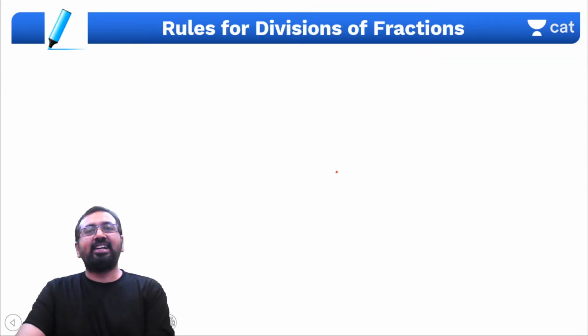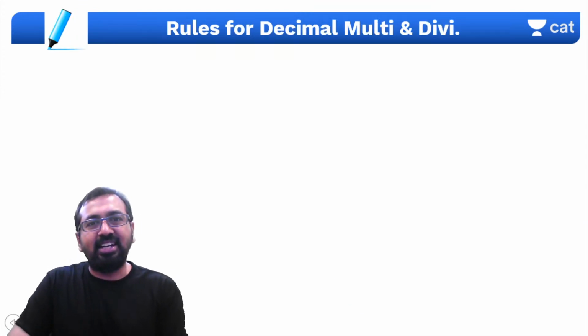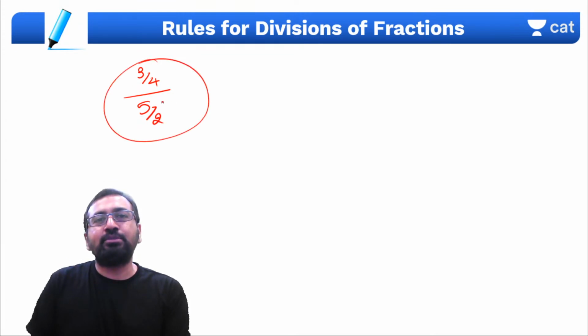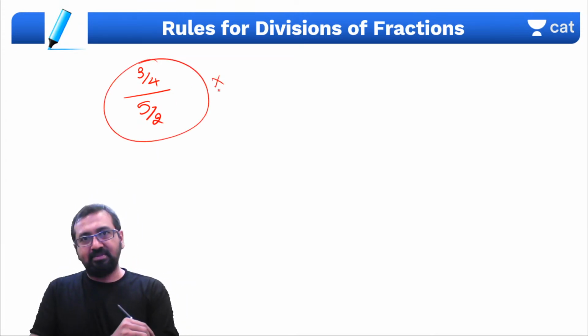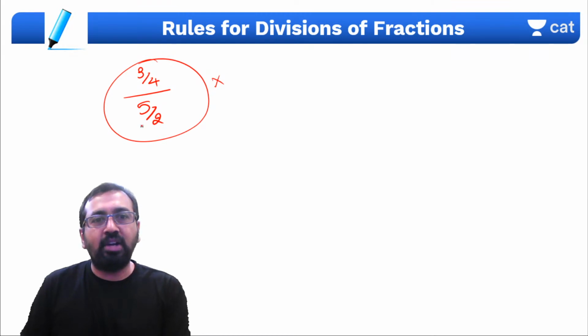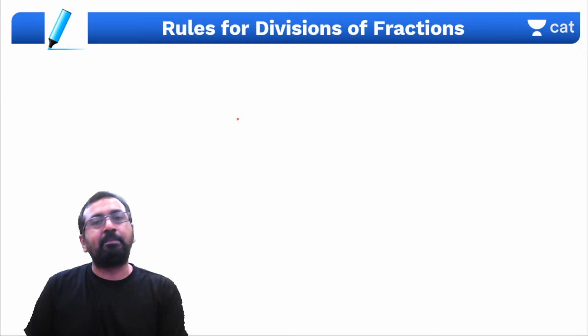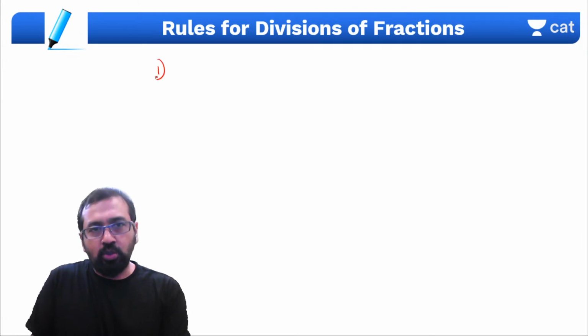Now let's go ahead with some important rules related to division. If I ask you this kind of question, 3 by 4 divide by 5 by 2, I've seen many a time students make mistake over here. So this is what I'm going to help you understand. So just 1 minute and we'll be through with this particular part. So remember these 3 rules. Rule number 1, rule number 2, rule number 3.